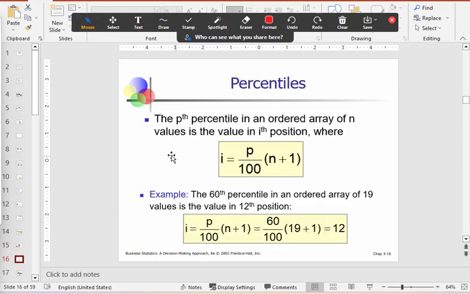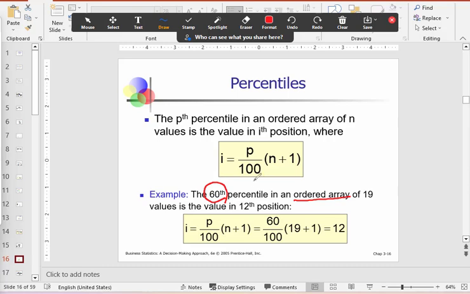So the formula is, if you want to calculate the position of a data point, the pth percentile in an ordered array of n values is at the (p/100)(n+1)th position. For example, let's say you want to find the 60th percentile in an ordered array. Your data is in ordered form, meaning it is arranged from lowest to highest, and you want to find a position where 60% of the data is below it.